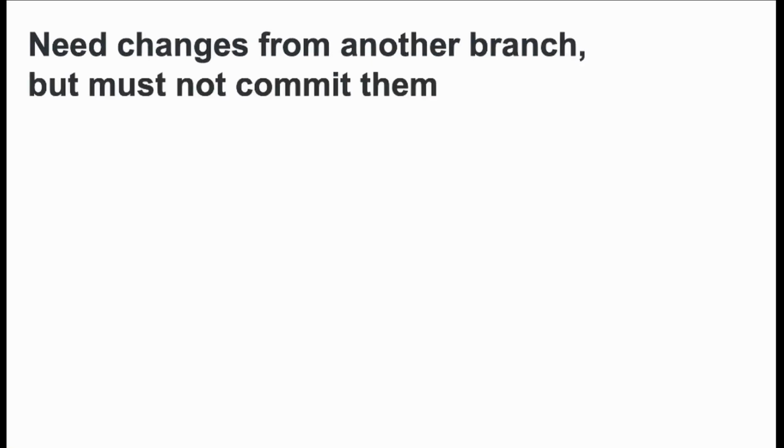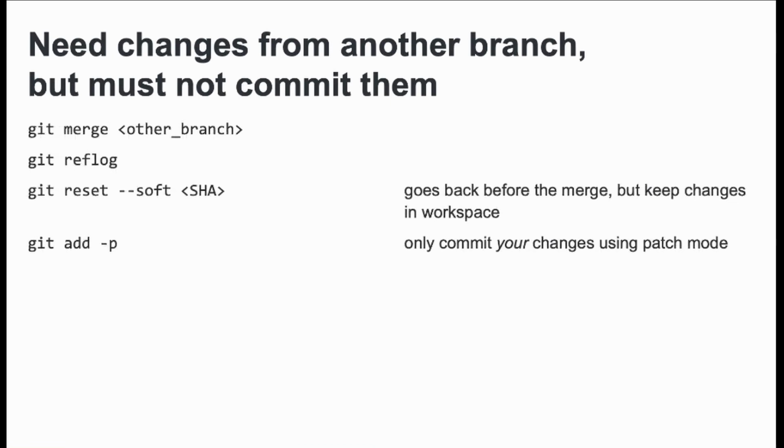Also, at one point we were switching from Vagrant to Docker. I needed some changes from another branch from a colleague, but as I said, I do not like to branch off of another branch. So I merged the other branch, looked into the reflog and looked at what my colleague did, went back to the point where I started and did a soft reset. So I would have his changes, and then I would commit.